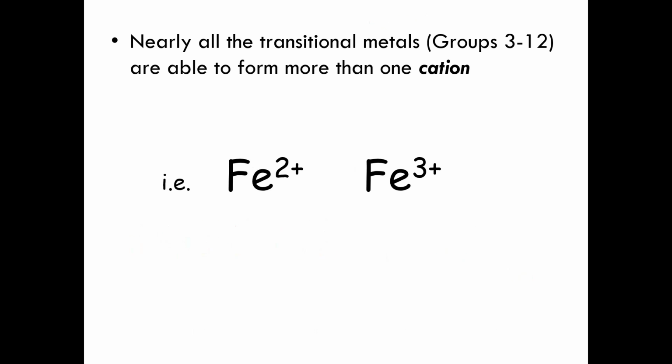Nearly all the transitional metals, that is, the metals in groups 3 to 12, are able to form more than one cation. In the case of iron, as I mentioned, it can form a cation with a 2 positive charge or a 3 positive charge. And so it begs to reason that when you write out the name of an ionic compound that contains iron in it, or any one of these transitional metals that have more than one charge, you must include the charge that is in that compound. Or else, you would be incapable of writing out the chemical formula for that compound.